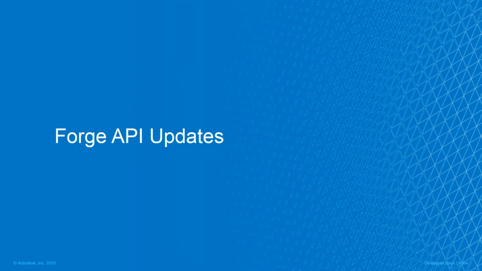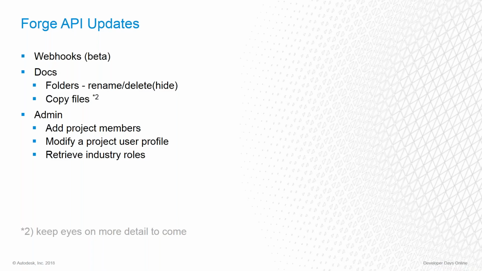So now the Forge API update. The product team has been very busy with the product side, and APIs usually follow the product features, so they're a little bit behind, but they're certainly coming. The first one is Webhooks. This is a notification system, and it is in beta. On the Docs side, we have folder operations, rename and delete, and also copying files.